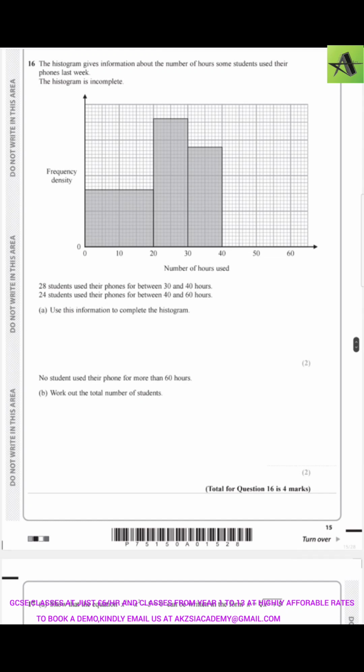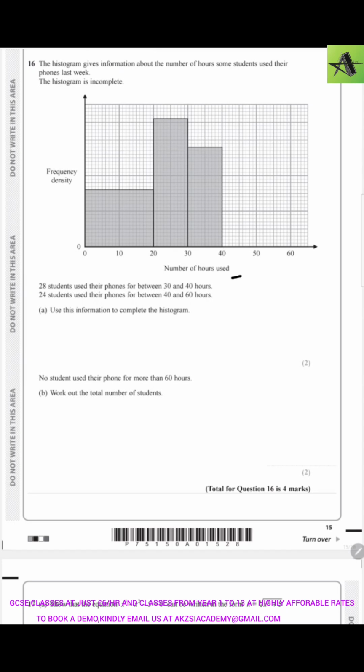Now, question number 16 says the histogram gives information about the number of hours some students used their phones last week. The histogram is incomplete. 28 students used their phones for between 30 to 40 hours. It means the frequency is 28. So don't say that this is 28. No. This is frequency density.